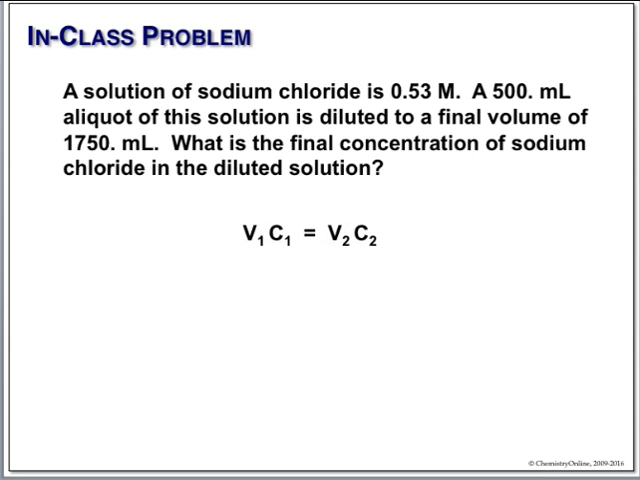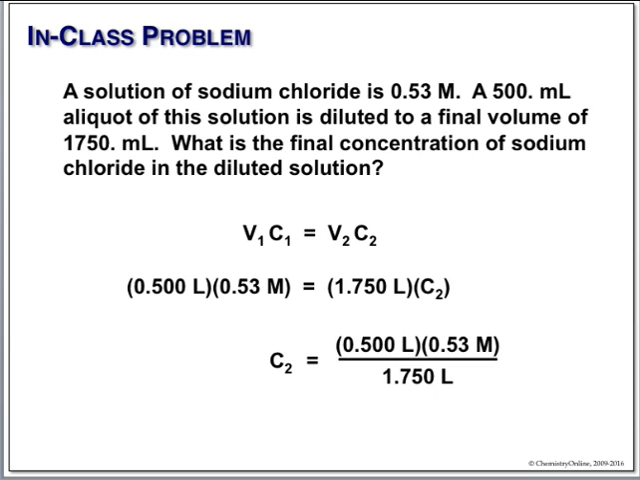Here I plug in all of our knowns. Concentration times volume. This is our unknown concentration. This is our final volume, C2, or V2. Simply solve for C2. And it's going to be half a liter times 0.53 moles per liter divided by 1.75. Our final concentration is 0.15 molar.